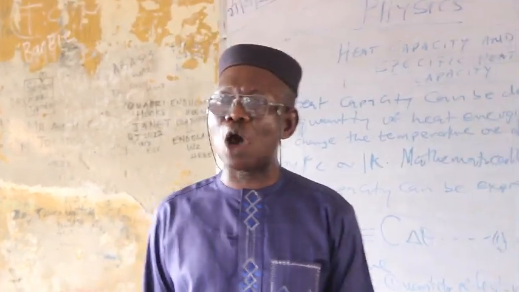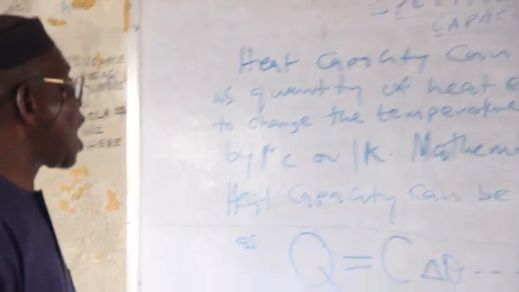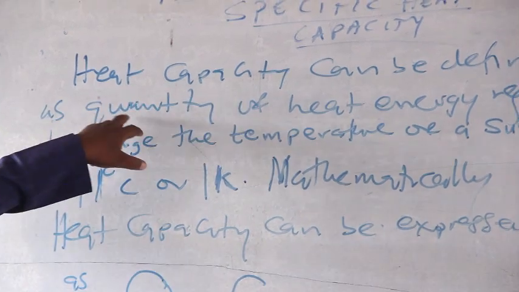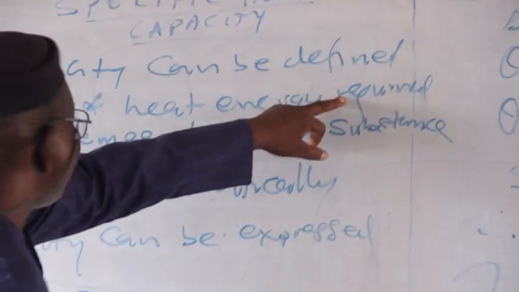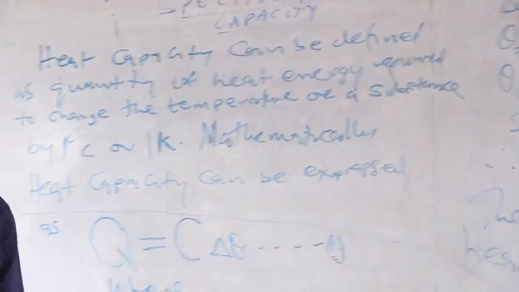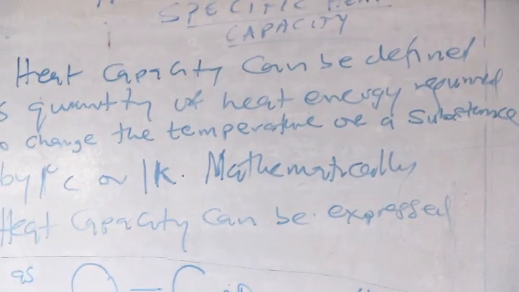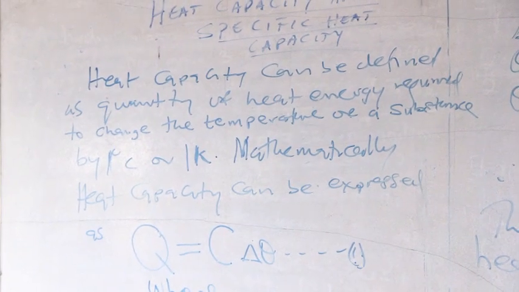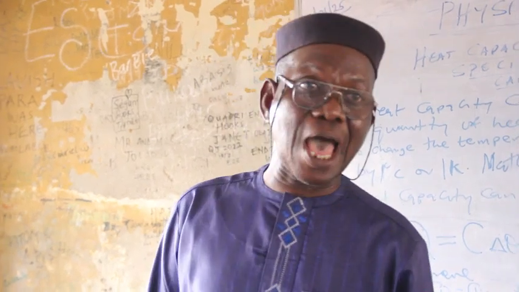And that is why specific capacity will now be defined as, please look at it, quantity of heat energy required by a unit mass of a substance to change its temperature by 1 degree Celsius. Every other thing remains the same, except that you mention the mass. And the mass is a unit mass. Is that clear? Yes, sir.